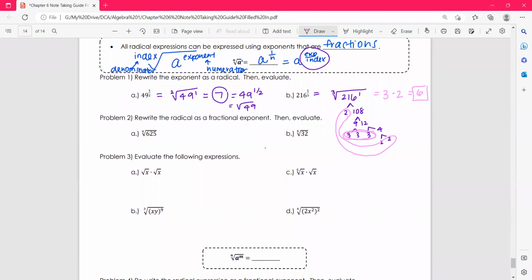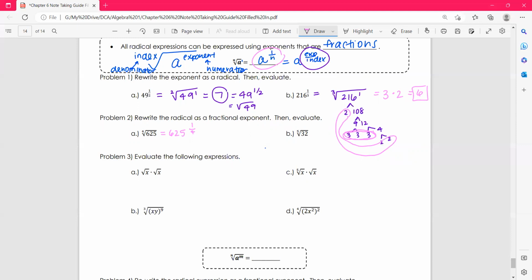Now we are going to go the other way around, okay? So the 4th root of 625, I'm going to rewrite that. I keep 625, so now remember our rule. The index is the denominator, the exponent is the numerator. Now remember, if you don't see an exponent, it's 1. So that's the first part of the problem. Rewrite it as a fractional exponent.